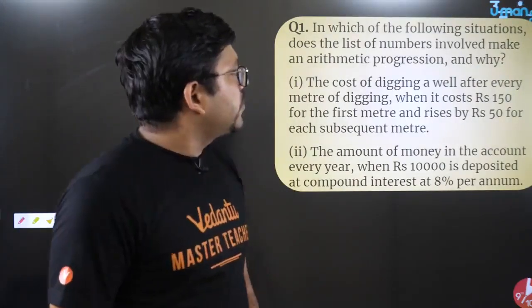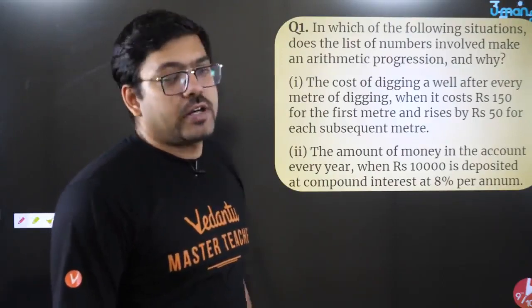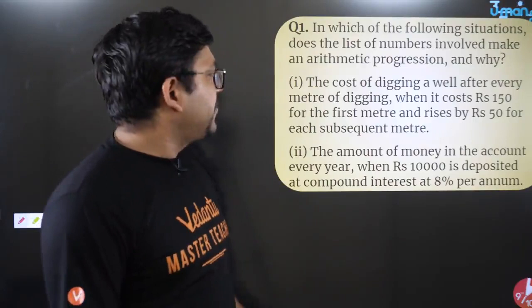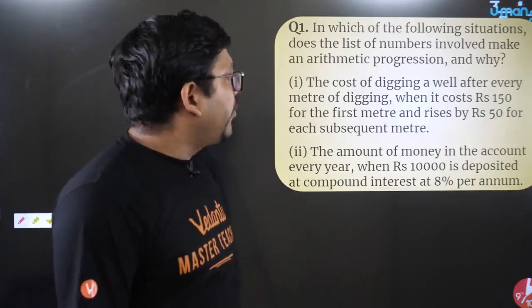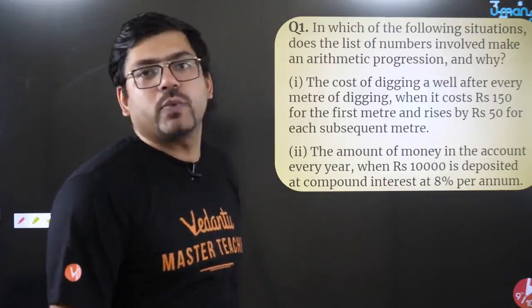So the question says, in which of the following situations does the list of numbers involved make an arithmetic progression, and why? Oh, it's a big question, but it's a very simple answer. So first one, the cost of digging a well after every meter of digging, when it costs rupees 150 for the first meter and rises by rupees 50 for each subsequent meter.